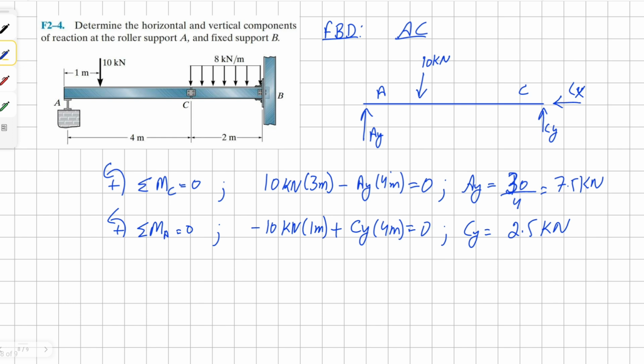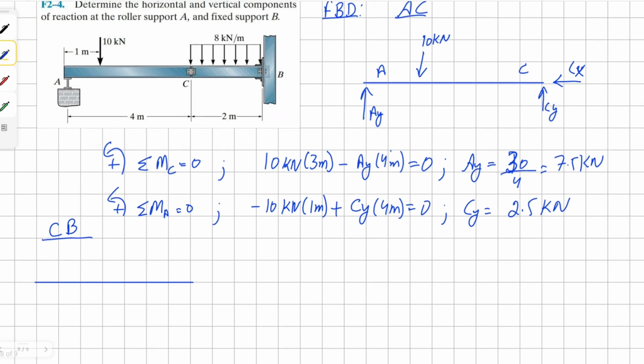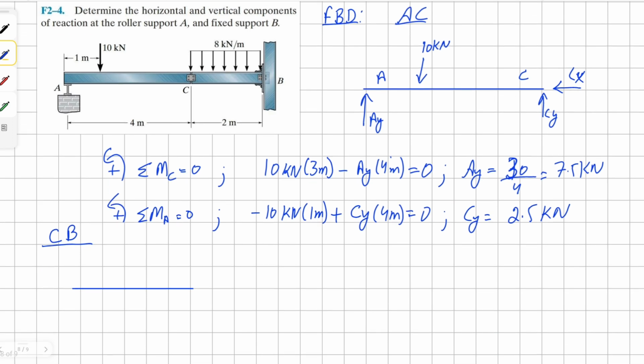Okay, all right, so now that we have all the possible reaction forces that we could have gotten from member AC, let's focus on member CB. And let's draw the free body diagram for CB. For CB, we have a distributed load. This would become 16 kilonewtons because our distributed load is 2 meters wide. So 8 times 2 is 16 kilonewtons, and it'll be halfway between these two points, C and B, so 1 meter on each side.